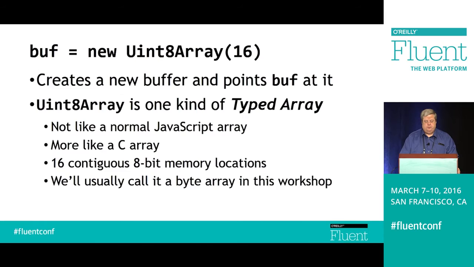I'm going to go through those step by step again. Buff equals new Uint8Array(16). That allocates a memory buffer big enough to hold 16 sequential 8-bit integers, 16 bytes. That's a typed array. It's more like a C array in that these elements are contiguous and all the same, not like JavaScript normally is in arrays. And I'll usually call this a byte array, just because it's shorter than Uint8Array.